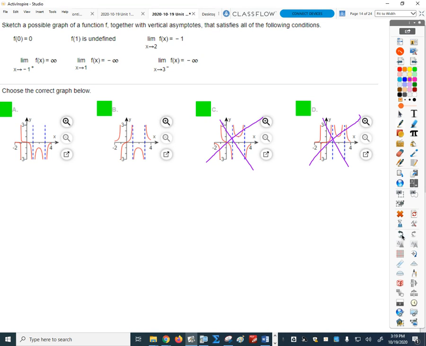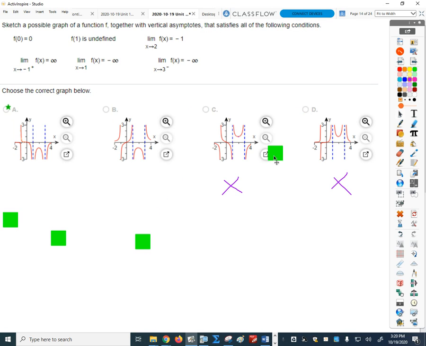I'll put the x down here so you can still look at the picture. The limit of f of x as x approaches negative 1 from the left is positive infinity. As I approach negative 1 from the right, I should be going up to infinity, right? And I'm not doing that here. As we approach negative 1 from the right, it's sweeping me up to infinity. So that is the correct answer.